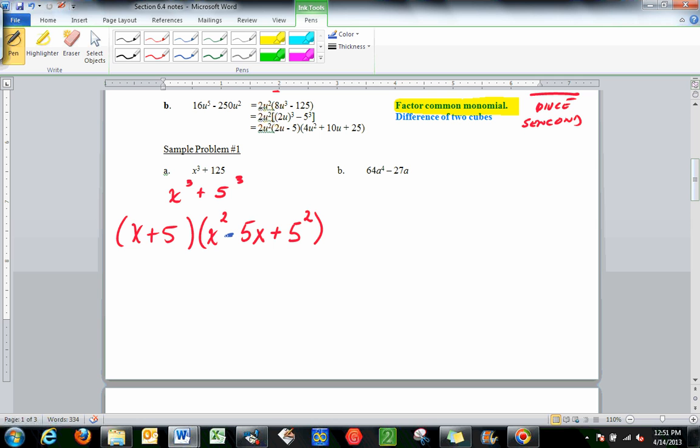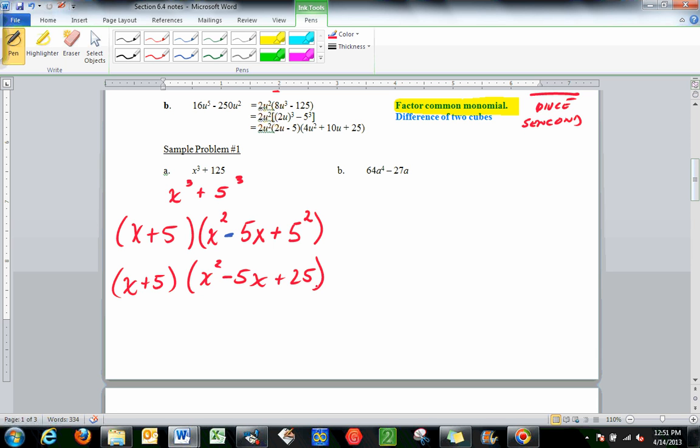So now we just need to consolidate this a little bit. We need to clean up the squared terms. x squared is fine. Negative 5x is good. But 5 squared is 25, and that would be our final factored form.